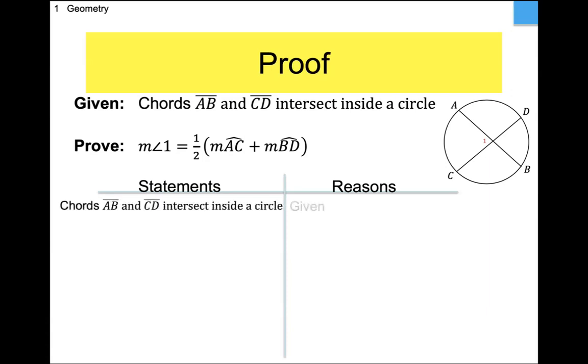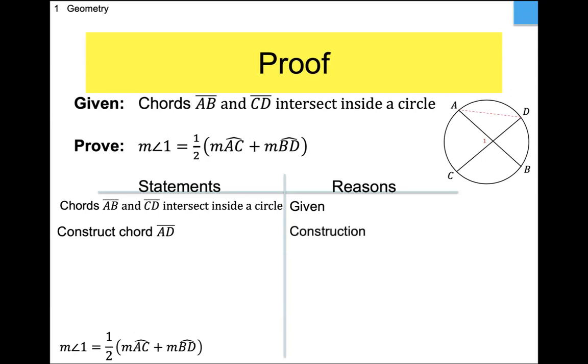All right, and here's how I'm going to do it. As always, I'm going to make triangles. So I'm going to construct a new chord, that one right there. Now you would think I'm going to make one to CB, but it turns out all I need is just that one chord AD to finish this out.